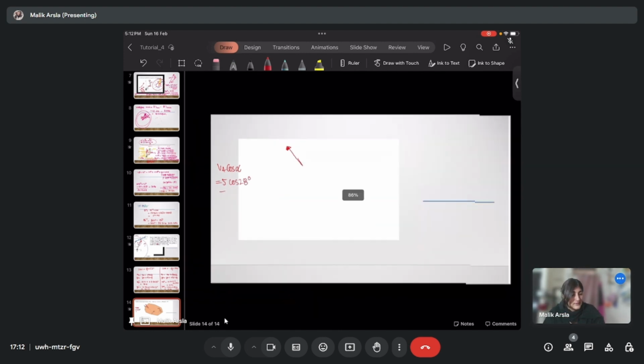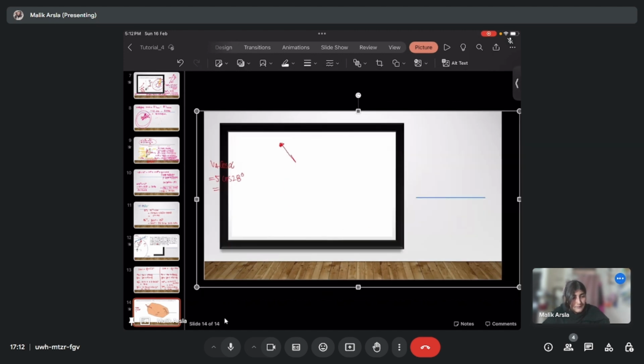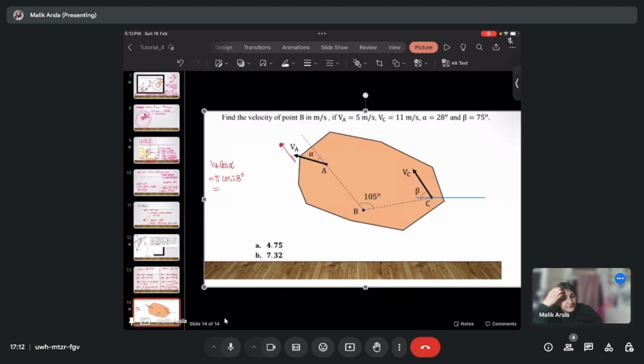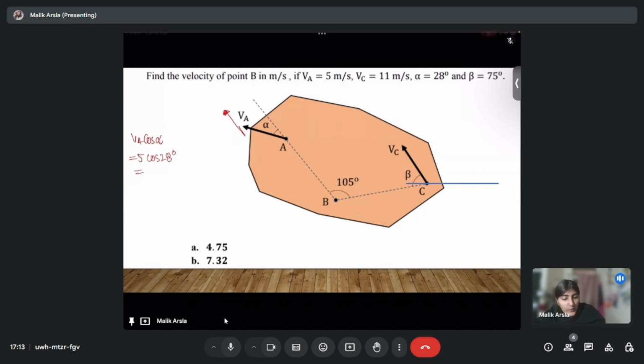Something is happening to my screen. Let me. Okay, I hope now it won't make problem.